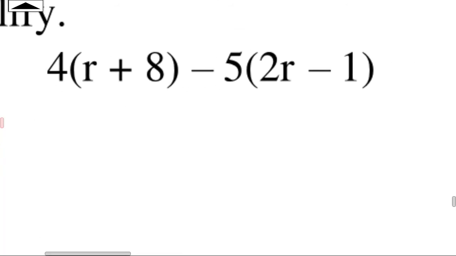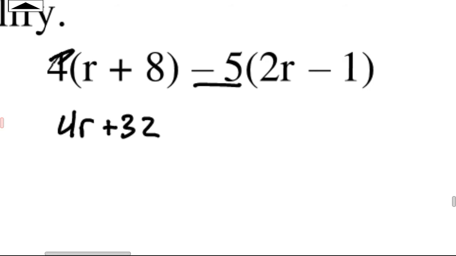4 times r, 4r. 4 times positive 8, a positive 32. Now, a big mistake I see is people do this. They say 4 times r is 4r, 4 times 8 is 32. You see what they forgot? You always need to have an addition or subtraction separating these terms. So a positive 4 times a positive 8 is a positive 32.